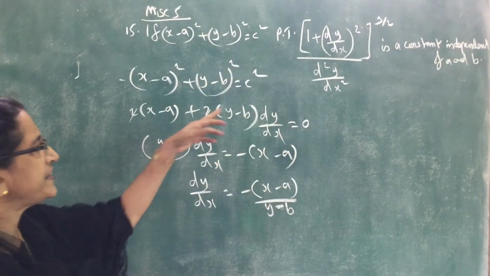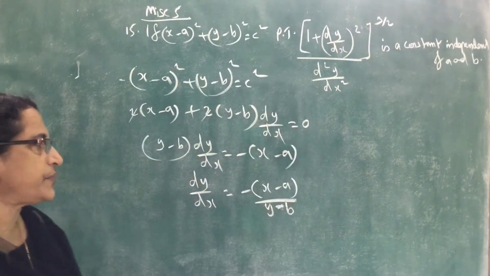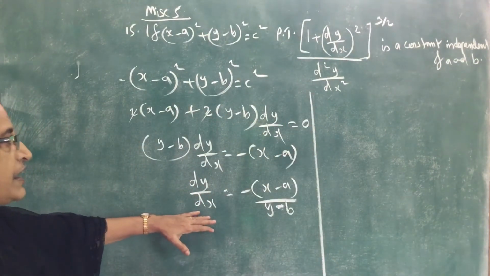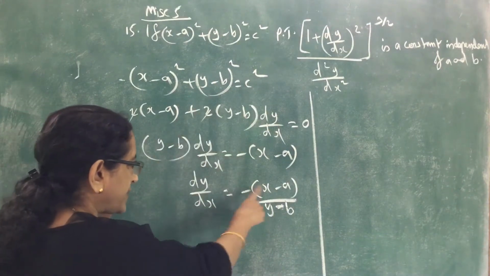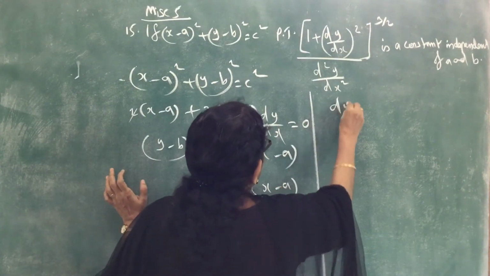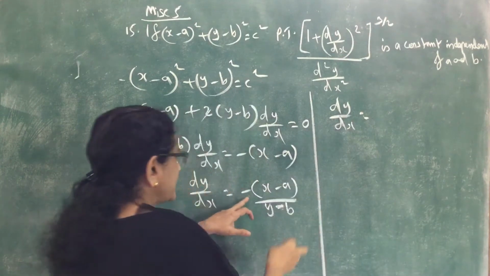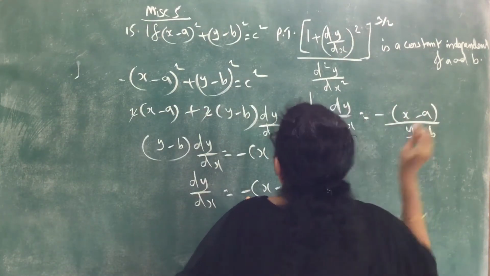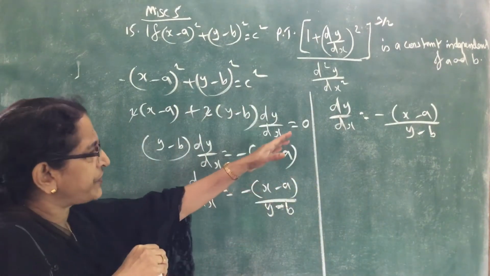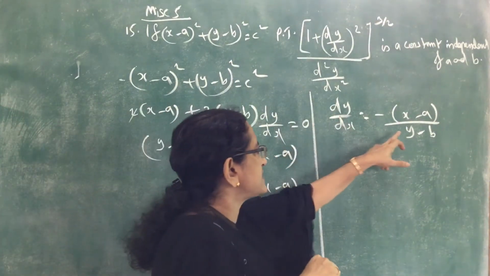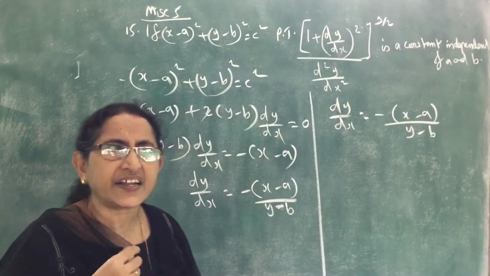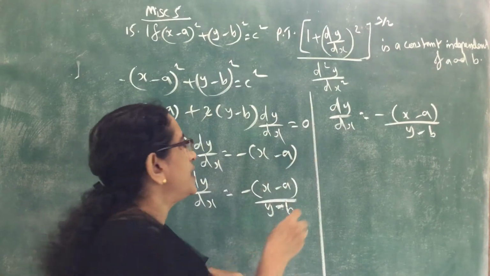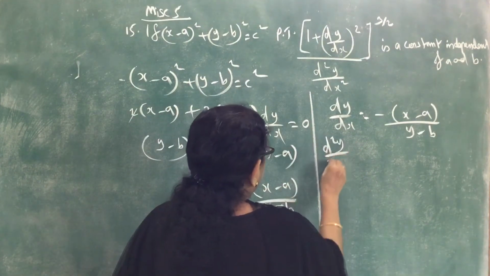Now we want to find d²y/dx². The second derivative also we want. So we can find the second derivative from this dy/dx. We got dy/dx equal to −(x − a)/(y − b), and now we can differentiate this. So we have to find the second derivative, d/dx of dy/dx with respect to x, that is d²y/dx².